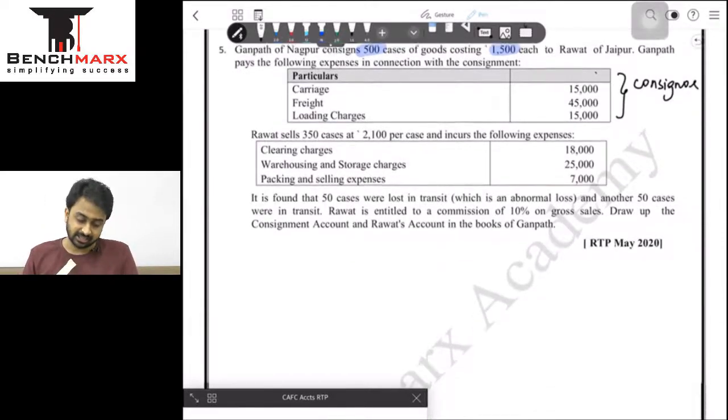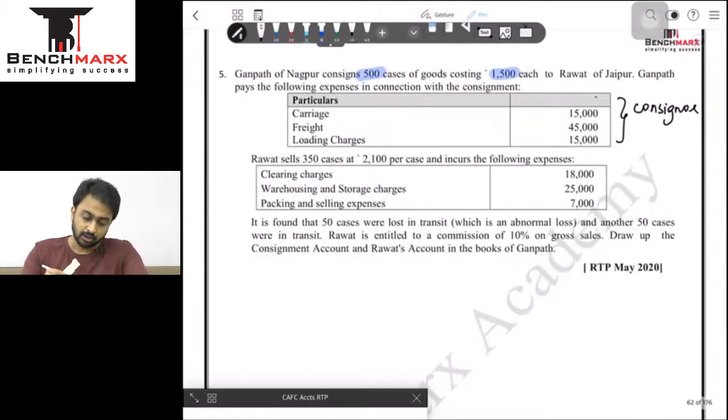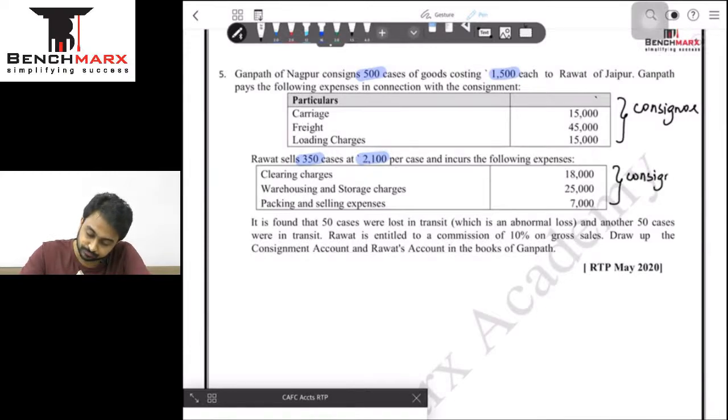Then Rawat sells 350 cases at 2100 per case. ये अपना हो गया sale proceeds, and 350 cases sold out of 500 cases consigned. So 150 appears to be my closing stock, ठीक है. And he incurs the following expenses. So these are consignee expenses. लिख लेते बाजू में, ठीक है. क्लियरिंग चार्जेस, वेयरहाउसिंग चार्जेस एंड स्टोरेज चार्जेस, एंड यू हैव पैकिंग एंड सेलिंग चार्जेस, ठीक है.